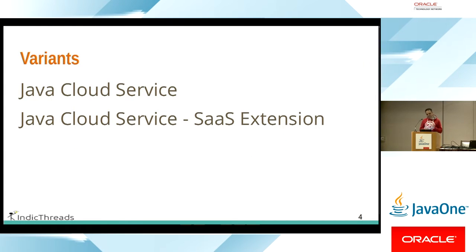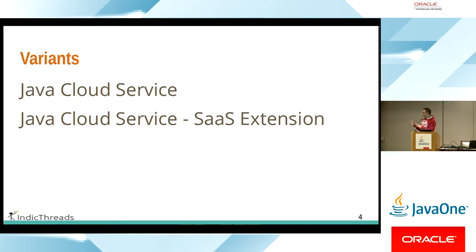Currently, if you were talking to me a few days back, there used to be 3 variants of the Oracle Java Cloud Service. If you look at the documentation, Oracle used to say Oracle Java Cloud Service, Oracle Java Cloud Service Virtual Image, and Oracle Java Cloud Service SaaS Extension. But lately in the newer material, I see that they are only talking of 2 services. The virtual image still is there, but it's probably not being pushed that much.